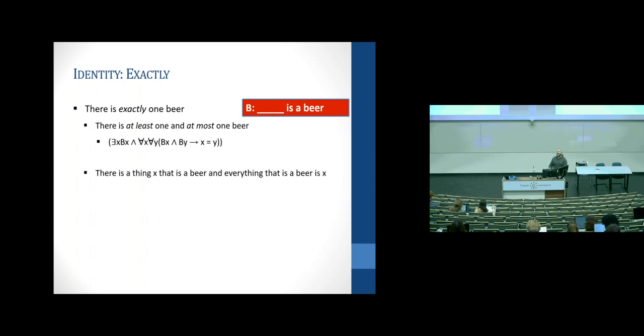Now, notably, there's a slightly nicer way to do this, and it's going to be beneficial to get used to the slightly nicer way. The slightly nicer way is going to say this. There is a thing X, and it's a B, and anything in the domain that is a B is identical to it. I'll just give you the symbolization and we'll talk through it. So this one tells us there's at least one thing that's a B. And then this clause tells us, hey, anything, if it's satisfying that same predicate, it must be identical to the X you had before. This is another way to say exactly one.